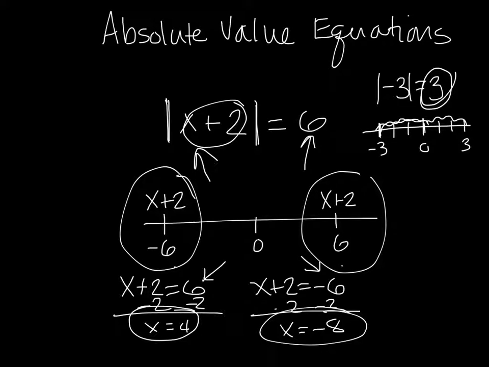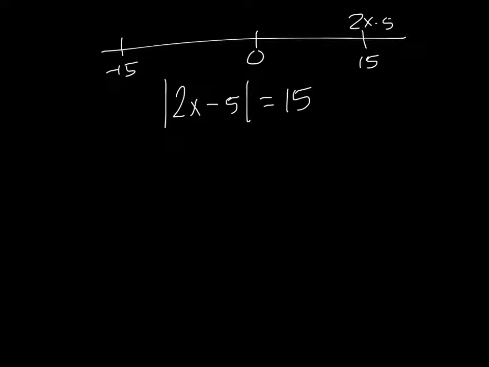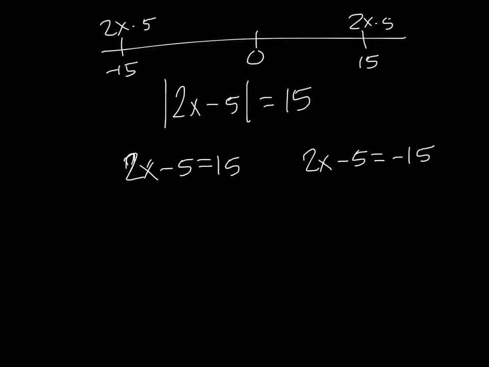So let's look at another example. Here's one. I have a little bit more going on. If I look at my number line, I could be at 15, or I could be at -15. And that means that 2x minus 5 is at 15, or 2x minus 5 is at -15. So I have two equations. 2x minus 5 equals 15, or 2x minus 5 equals -15.